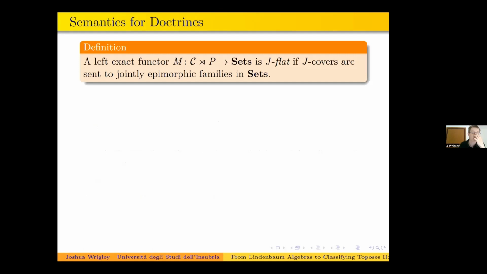To do that, we're going to use the notion of a J-flat functor. This will be very familiar to anyone who's seen some topos theory before. We're going to call a left exact functor M, preserving all finite limits, from C times P into sets J-flat if the J covers, for some Grothendieck topology J, are all sent to jointly epimorphic families in the category of sets.